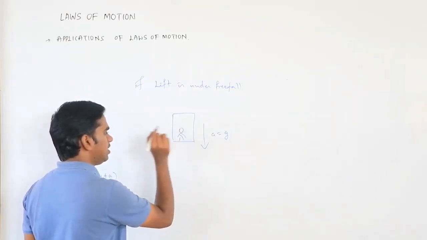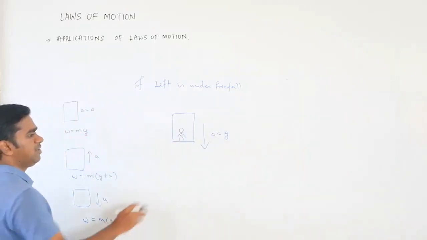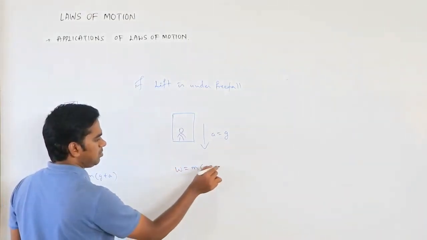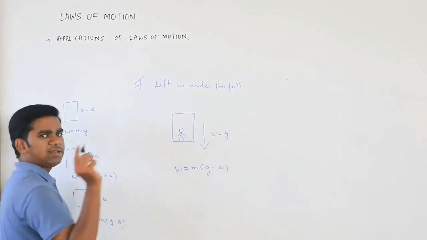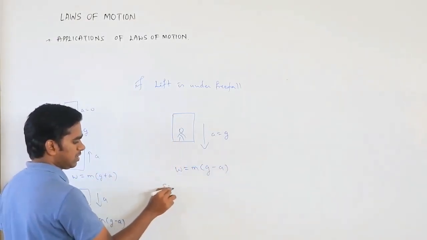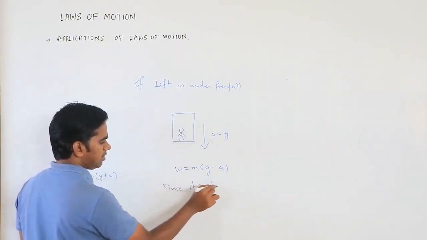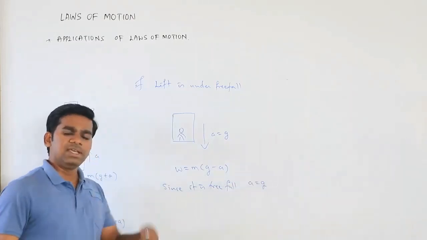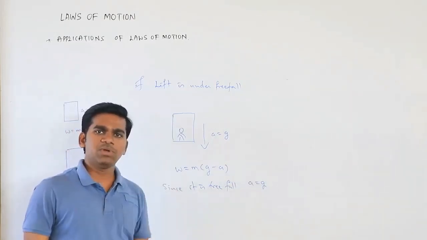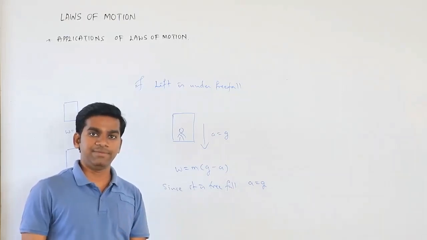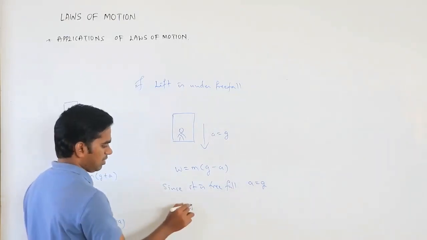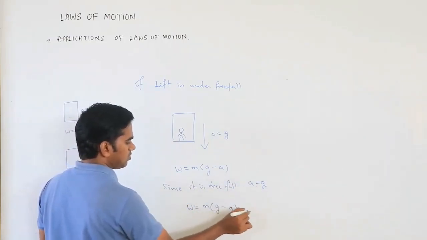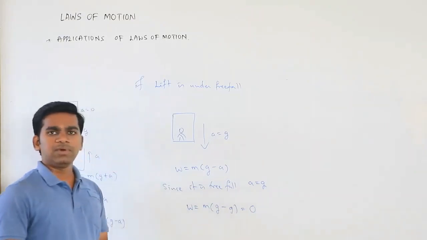Now a person is standing inside. If it is accelerating downward, what is the formula we have? Weight equals to mass into (g minus a). But when it is under free fall, a equals to g. That means it is moving downward with acceleration equal to acceleration due to gravity. So weight will be m into (g minus a), a is equal to g, so this will become 0. So your weight will be 0.